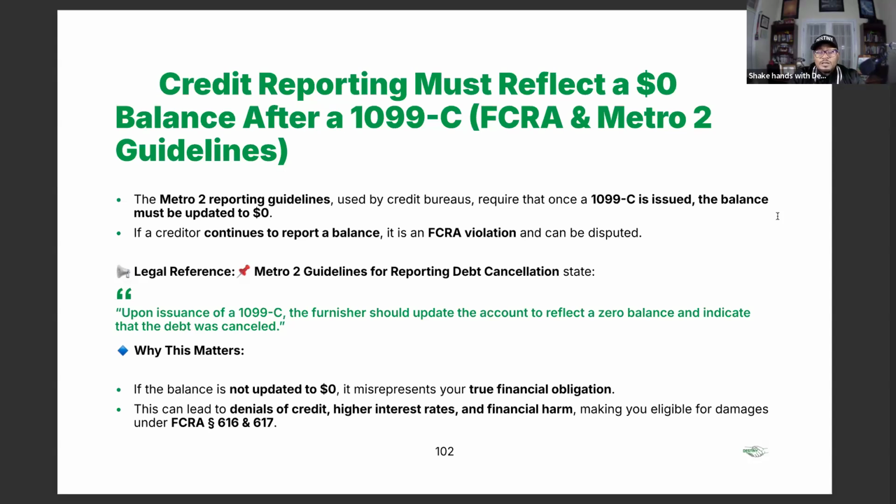So this is how, when you start to sue, you sue for actual damages because you were denied for credit, because you did have a higher interest rate, because it did cause financial harm. Okay, so you see how this is all tying together, folks, when you put all this together.